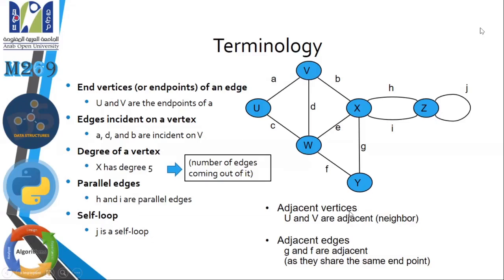Adjacent vertices. U and V are adjacent, meaning neighbors next to each other. U and V. Edges G and F are adjacent. G and F, it means they share the same endpoints. So Y, X, Y, W.